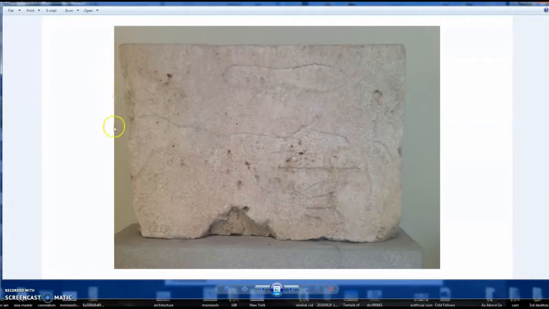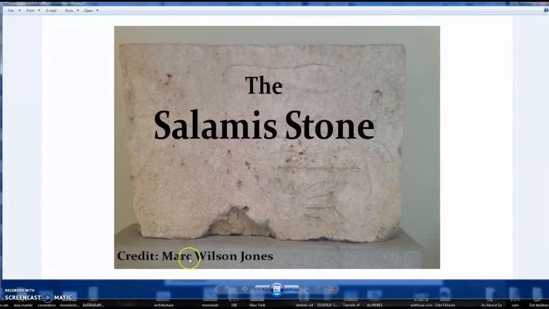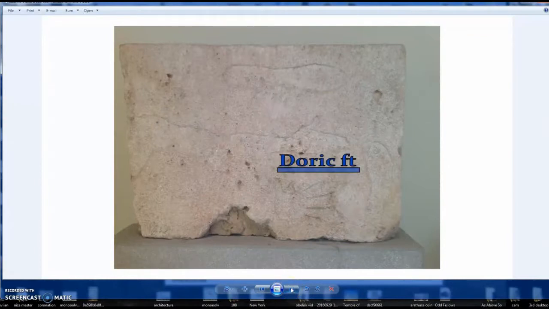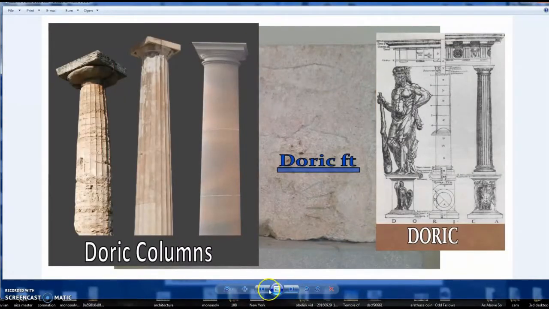So here's the stone as it exists. It's now in the museum, but again, Marc Wilson-Jones, University of Bath, was the one who studied this and found this and applied it. I want to go a little bit further with this, but all credit to Marc Wilson-Jones to begin with. And so first we begin with the Doric foot. Well, the Doric is an order of architecture.